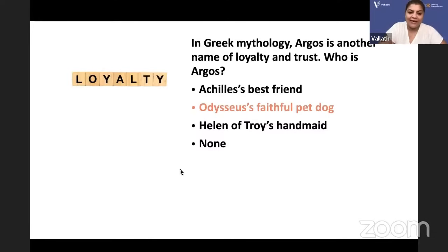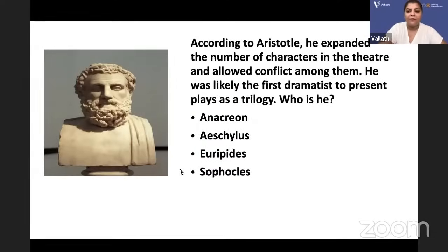All right. Next question, ready? According to Aristotle, he expanded the number of characters in the theater and allowed conflict among them. Aristotle is talking about another playwright. That man, Aristotle said, expanded the number of characters in the theater. There was only one character on stage interacting with the audience. This man developed it into two characters on stage, and he allowed the conflict between the two characters. This man was likely the first dramatist to present plays as a trilogy. The first man to present a trilogy of plays.